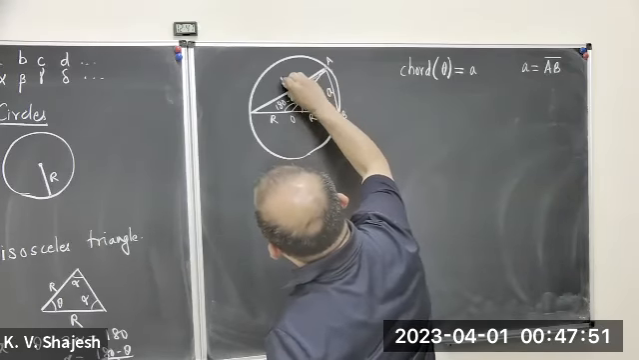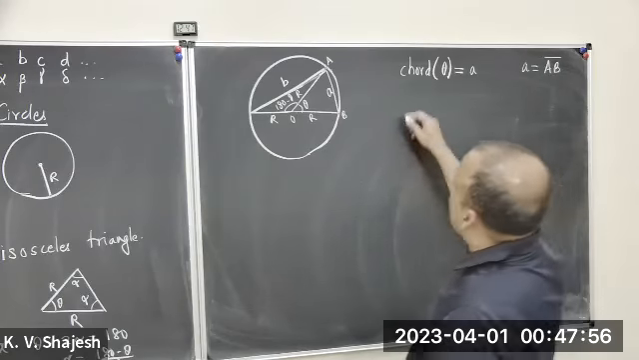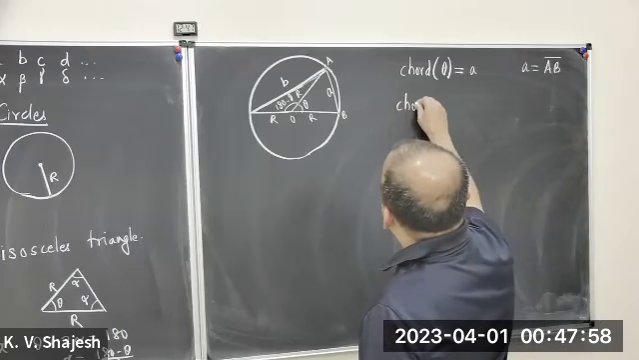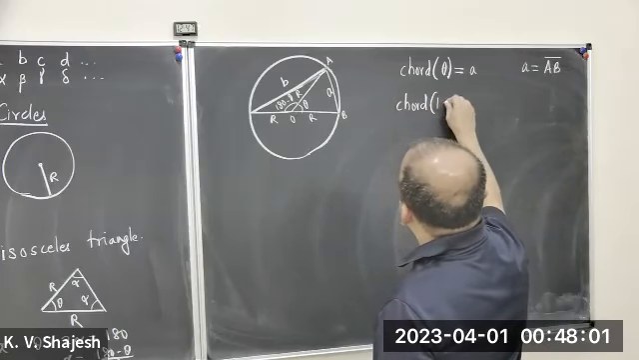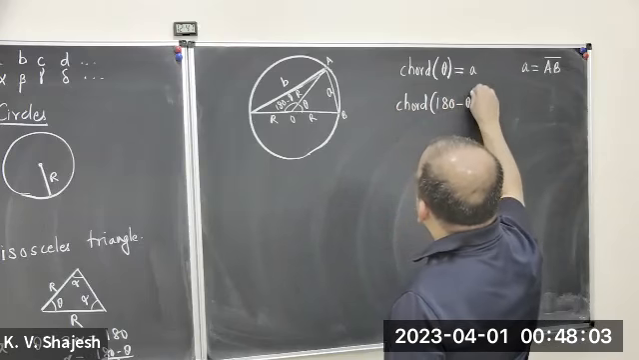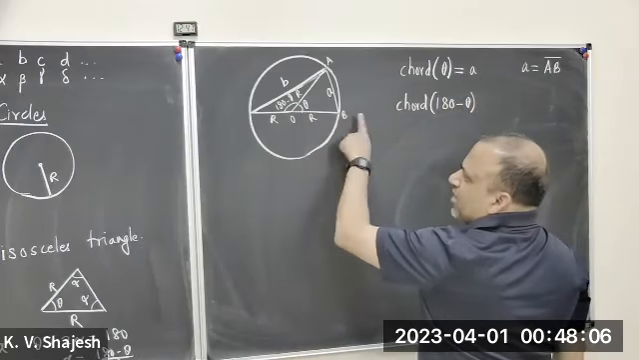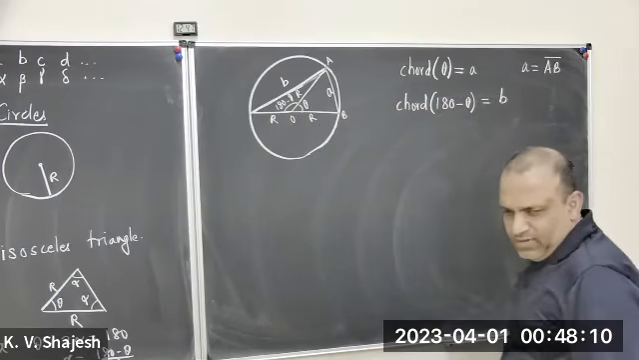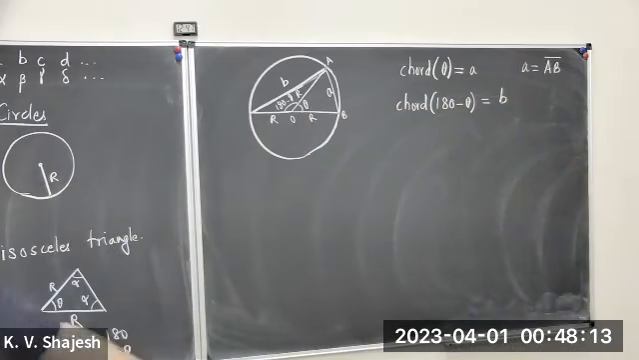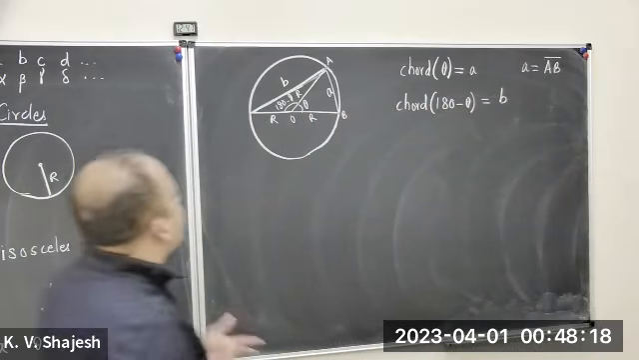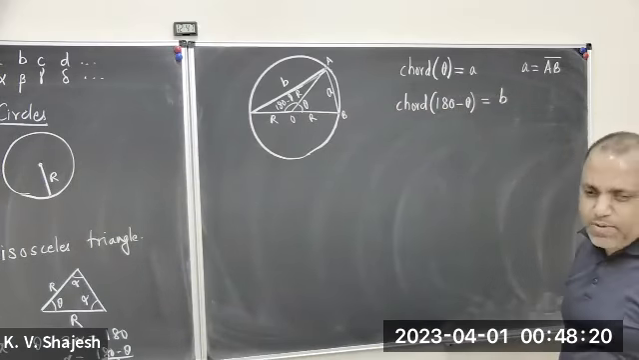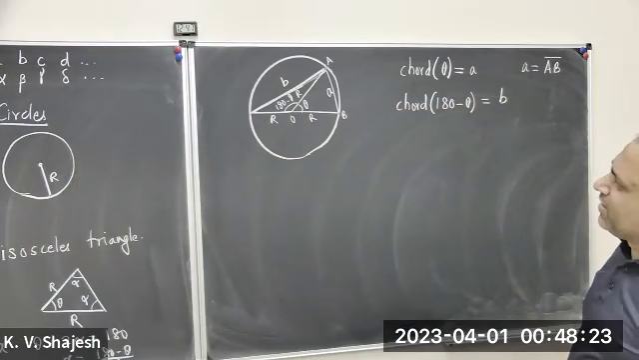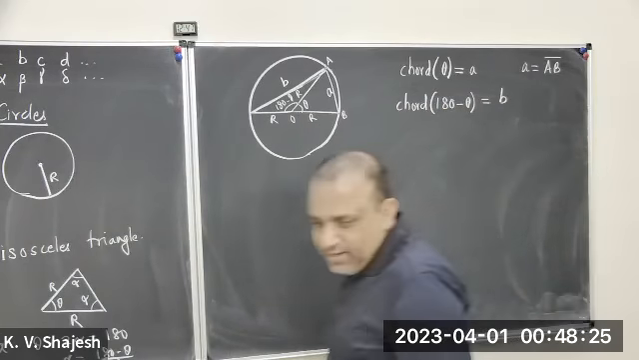Let me say that's B. So what I have is a chord associated with 180 minus theta. It is 180 minus theta because I drew a straight line here, and that's equal to B. Correct? So if the first side is A, that's B. And the question is, is there any connection between A and B? And the answer is yes, there is a connection.